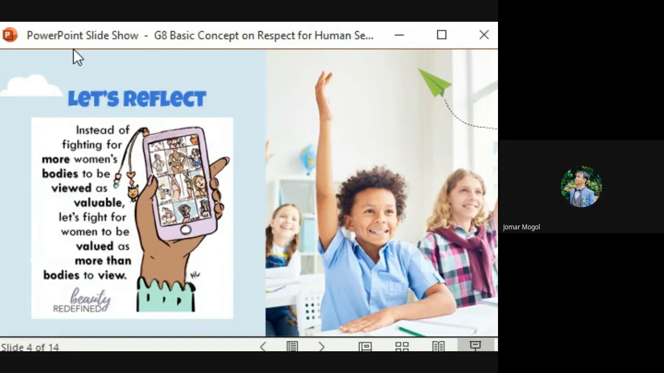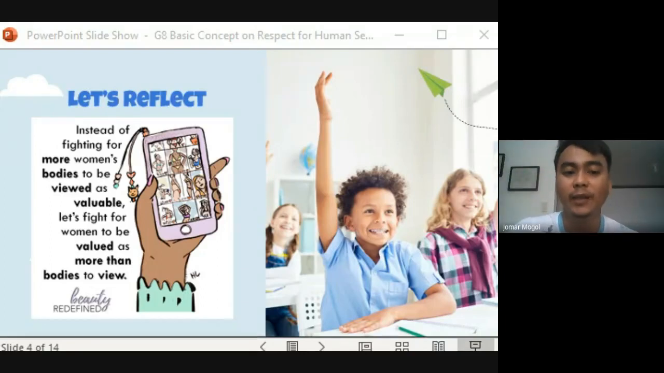So instead of fighting for more women's bodies to be viewed as valuable, let's fight for women to be valued as more than bodies to view. As well, this goes the same for men. Okay? So when we talk about respect for human sexuality, it is not about sex or the verb sex or about the private parts that we have. Okay, it's more on respecting or valuing what we have in our body.